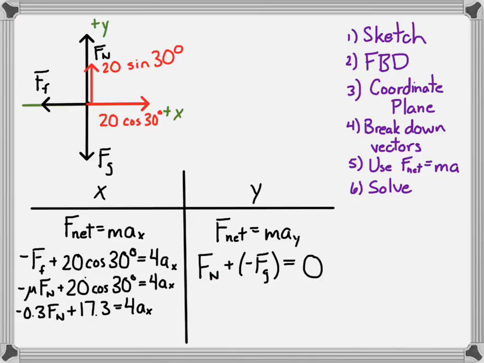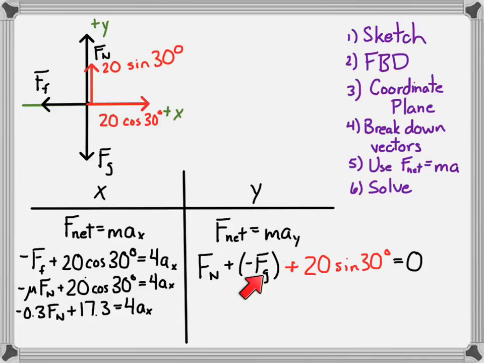So don't be too tempted to write this down before you've broken down your vector, because we need to add this term right here. So this is the correct equation for F net equals ma. We don't have any acceleration along the y direction because we are on a tabletop. So acceleration is 0, which is why the right-hand side of this equation is 0.